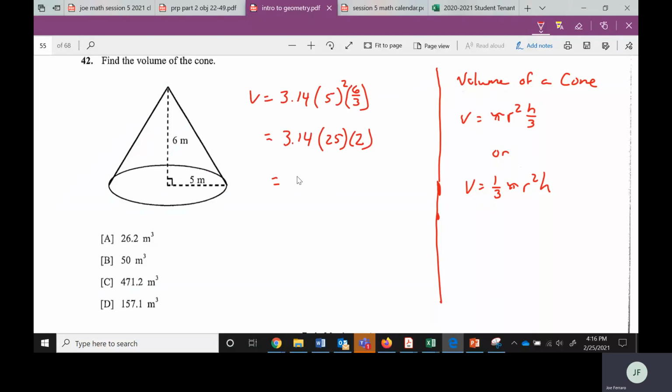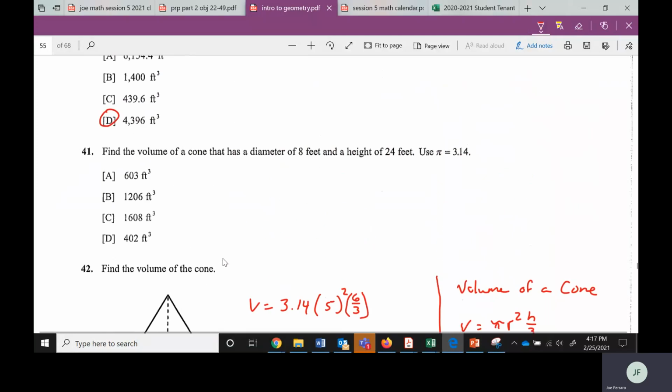And now we multiply all those. And when I do it, I get exactly 157. Now they might have used more numbers in pi. And if you use 3.14, you're going to get the right answer. So again, the closest thing to that by far is letter D. Okay.